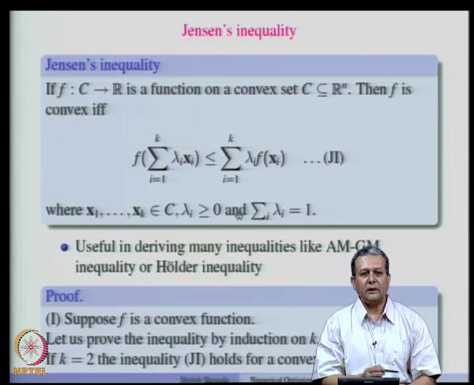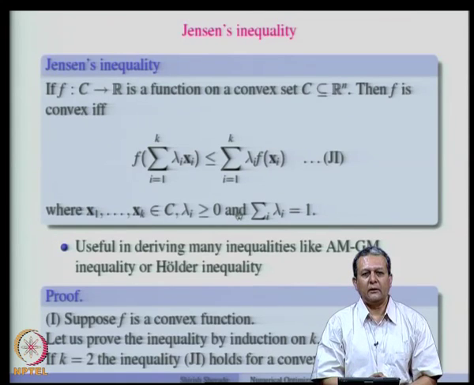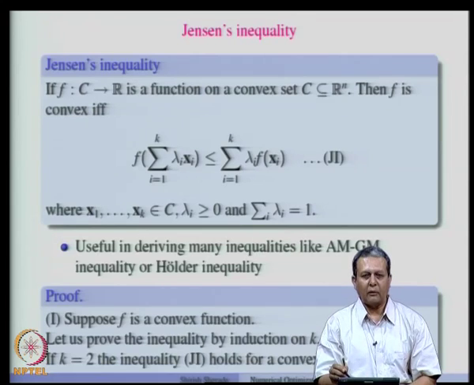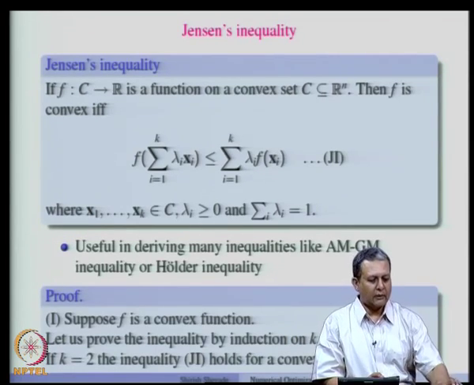In the last class, we proved this inequality, and I also mentioned that this inequality can be used to derive many other inequalities like the AM-GM inequality or Holder's inequality. So, today we will first see how to derive the AM-GM, the arithmetic mean geometric mean inequality, using Jensen's inequality.